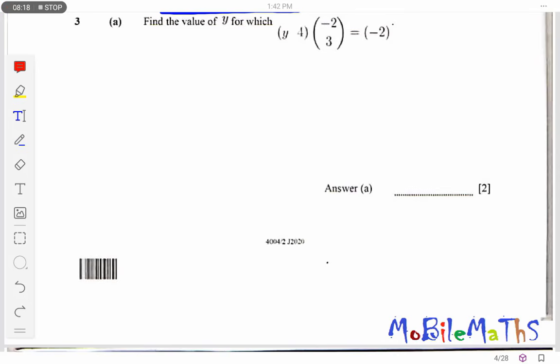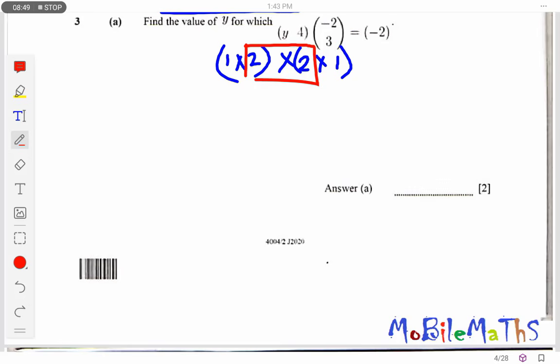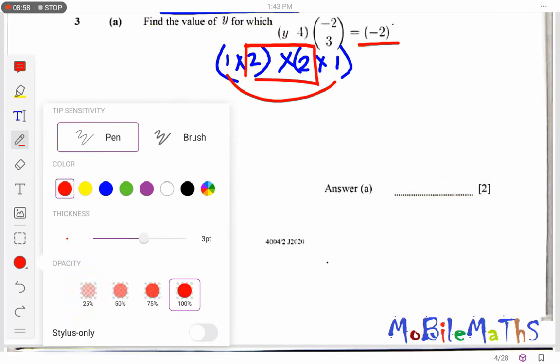Number 3 is saying find the value of y in this scenario. We have two matrices that are multiplying each other. First of all, I always advise you to check if they can be multiplied together. The first one is a 1 by 2 matrix. The second one is a 2 by 1 matrix. What it simply means is that there is a 2 and a 2, so you can multiply. The 1 and the 1 show that the final answer is a 1 by 1 matrix, which is this one. So now let's multiply.